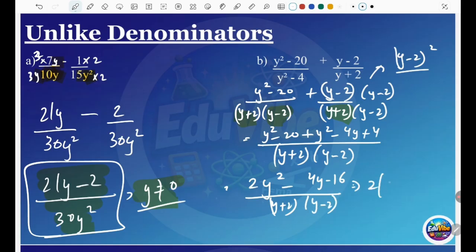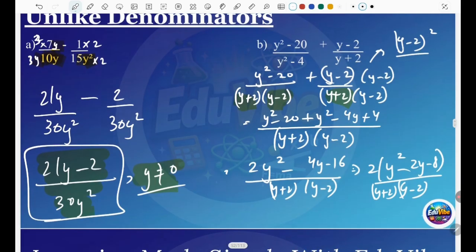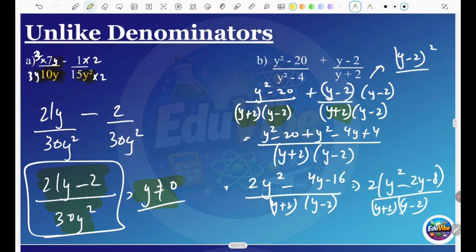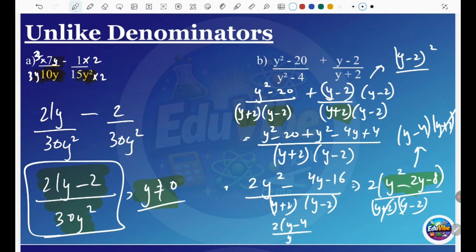Then 2 is common, so taking 2 common, y square minus 2y minus 8 divided by y plus 2 and y minus 2. Now you can solve this by factorizing. This thing is basically y minus 4 and y plus 2. So you can cancel the y plus 2 with that. You're left with only 2 times y minus 4 divided by y minus 2. And that is your answer for now.